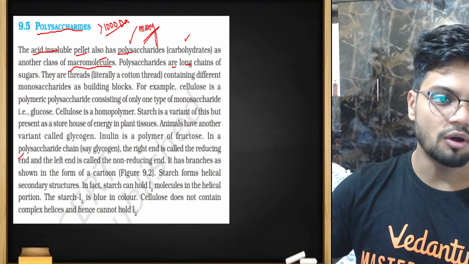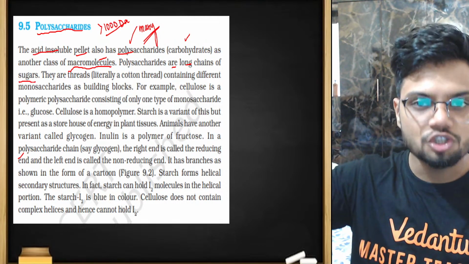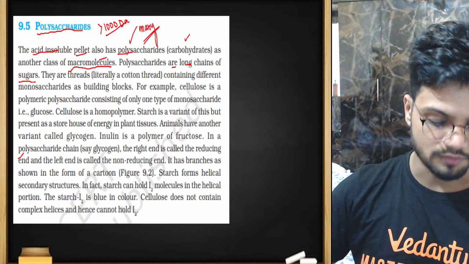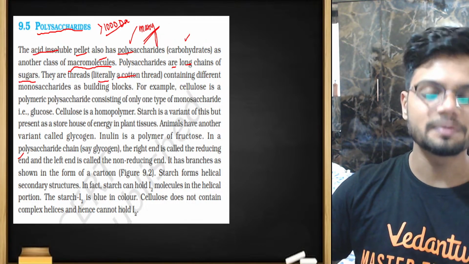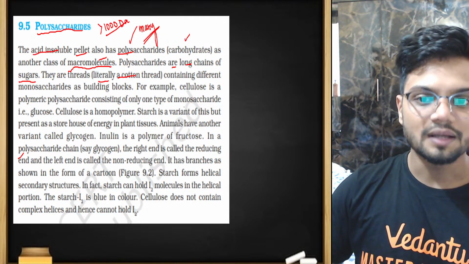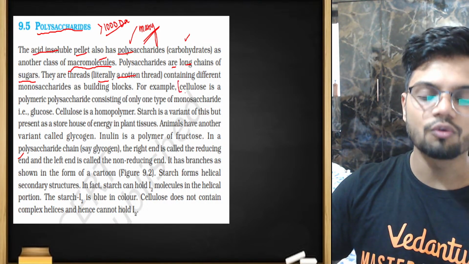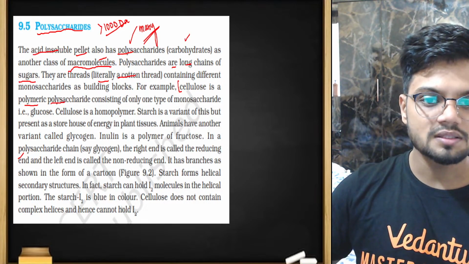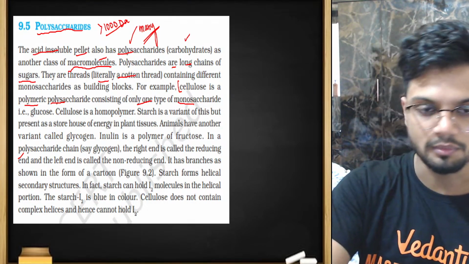Long chains of monosaccharides are joined together by glycosidic bonds. They are like a thread, literally a cotton thread. That shows how fine they are, right? They contain different monosaccharides as building blocks. For example, cellulose is a polymeric polysaccharide consisting of only one type of monosaccharide. Now, friends, let's get into it one by one.